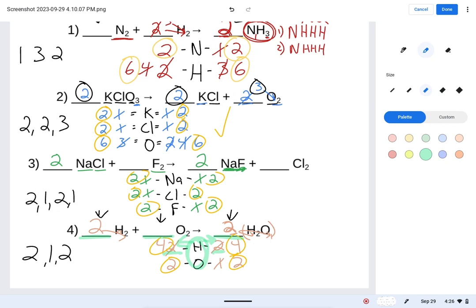So the more you do it, the better you'll get at it, and the more you'll start to see patterns, and you can take little shortcuts. But you can do these 4, check your answers. This is 1, 2, 3, and 4.